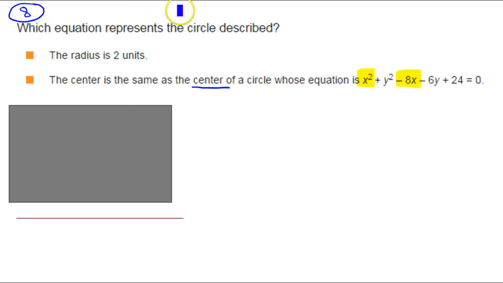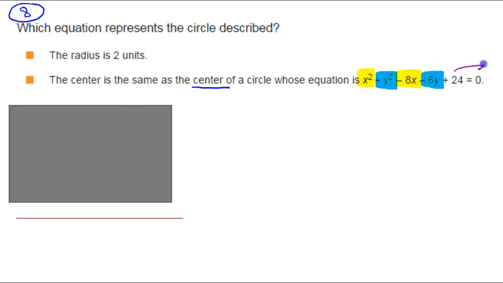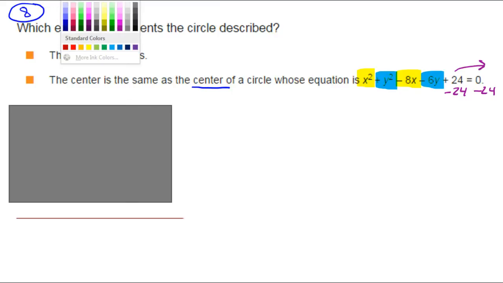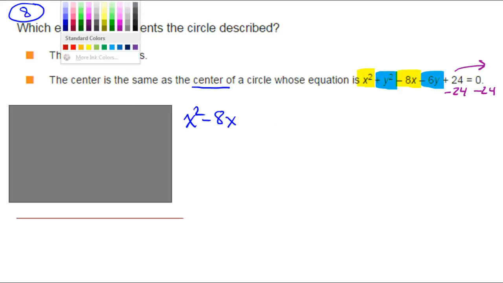Okay, that's going to involve putting the x terms together, and it's going to involve putting the y terms together. Okay, so I'm going to match those up. The 24, I'm just going to have to move that out of the way by subtracting 24 from both sides. So watch as I reorganize this equation. So first of all, the x's. So I got x squared minus 8x. I'm going to put that over here. x squared minus 8x. Now I'm going to leave a little gap there. Now here comes the y's.